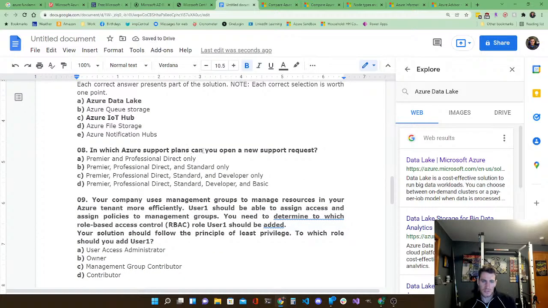In which Azure support plans can you open a new support request? Yeah, this one I definitely don't know. I would think in all of them. So let's just go with all of them.